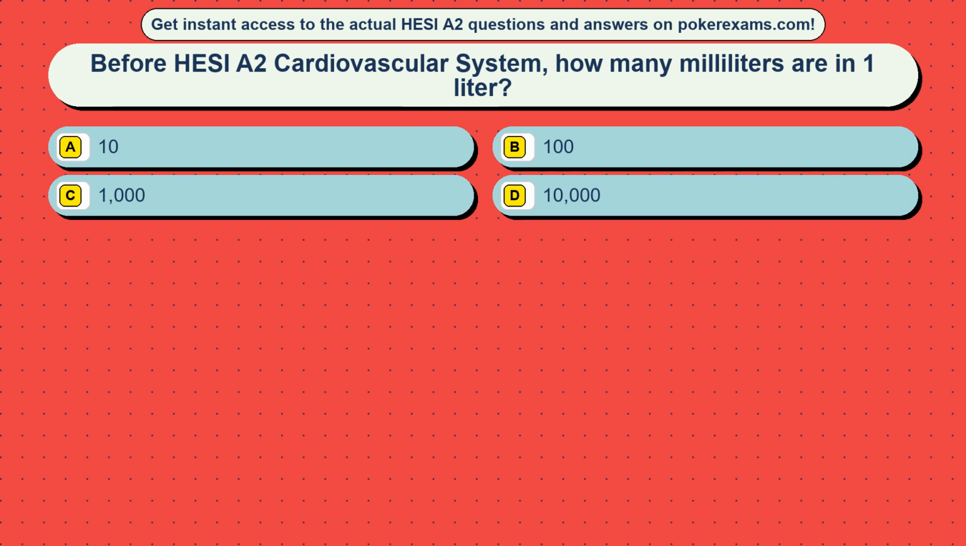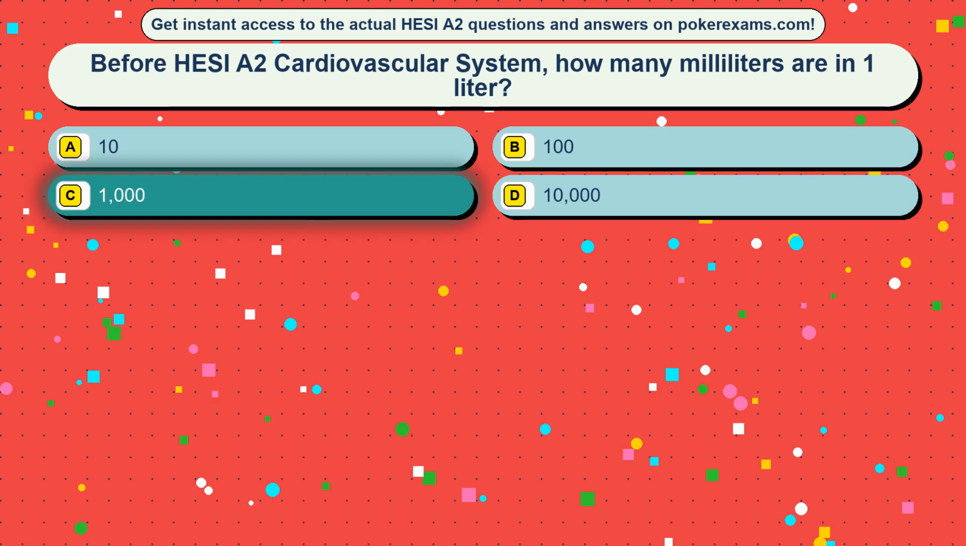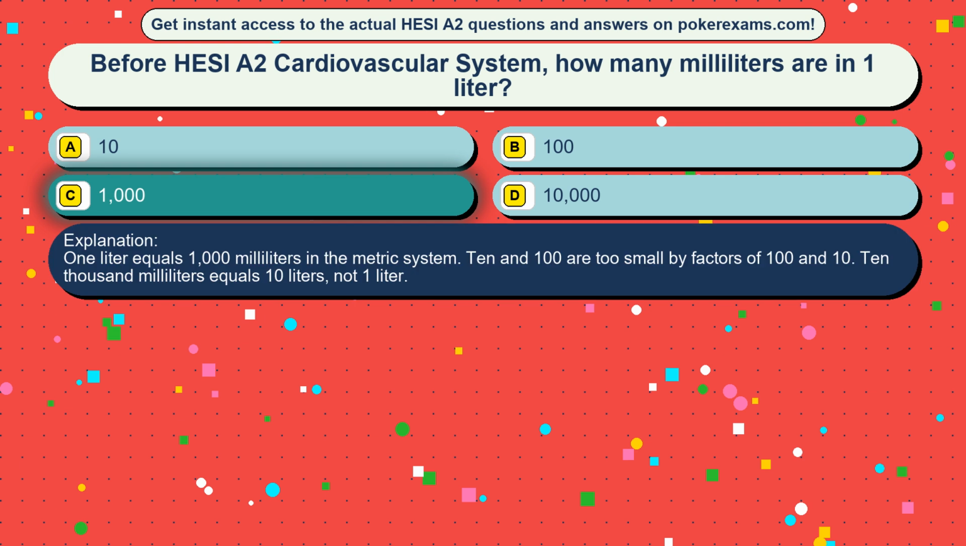Option B, 100. Option C, 1000. Option D, 10,000. The correct answer is option C, 1000. 1 liter equals 1000 milliliters in the metric system. 10 and 100 are too small by factors of 110. 10,000 milliliters equals 10 liters, not 1 liter.